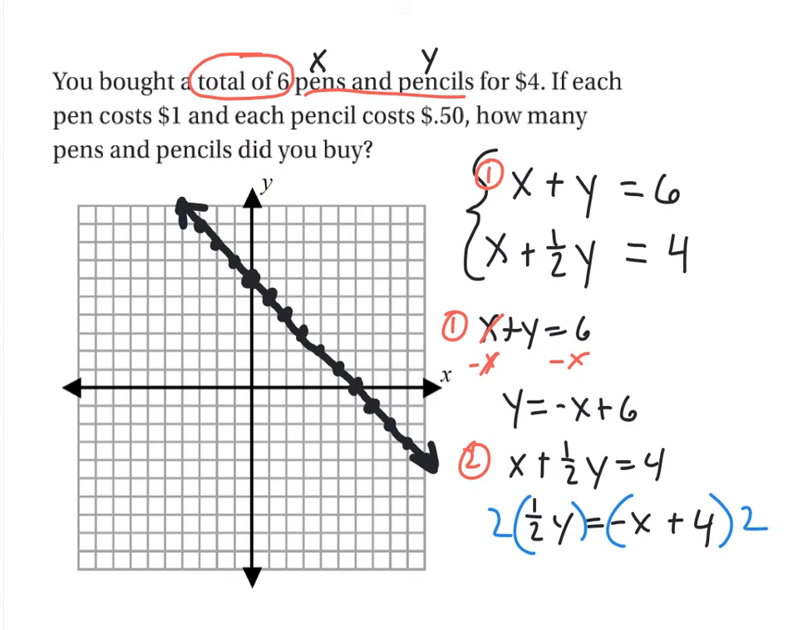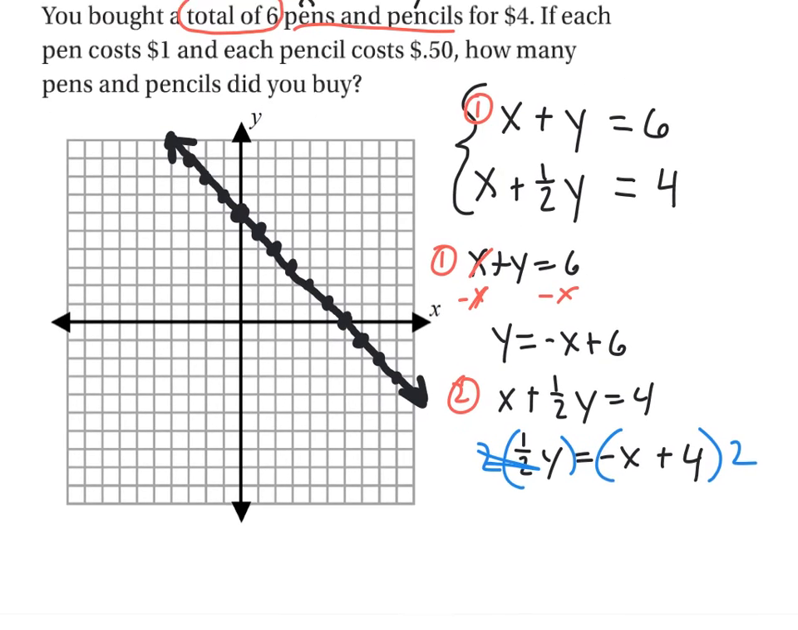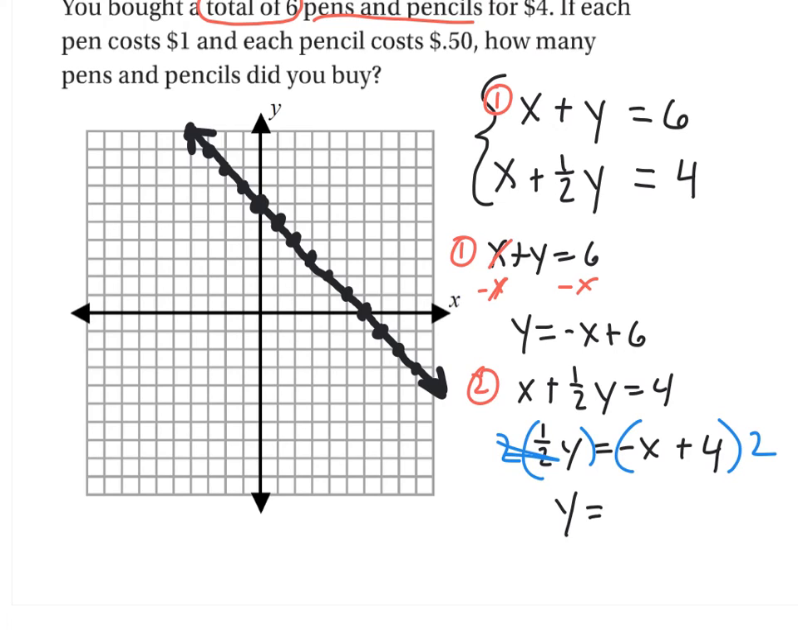That means I multiply everything on the other side by 2. 2 times 1/2 gives me 1y. And I need to distribute the 2 through there. So I get negative 2x plus 8. All right, so there's my second equation. Graphing that, I'll graph that one in blue. We have positive 8 is the y-intercept, and our slope is negative 2. So I'm going down 2 to the right 1. Down 2, right 1, down 2, right 1, so on and so forth.